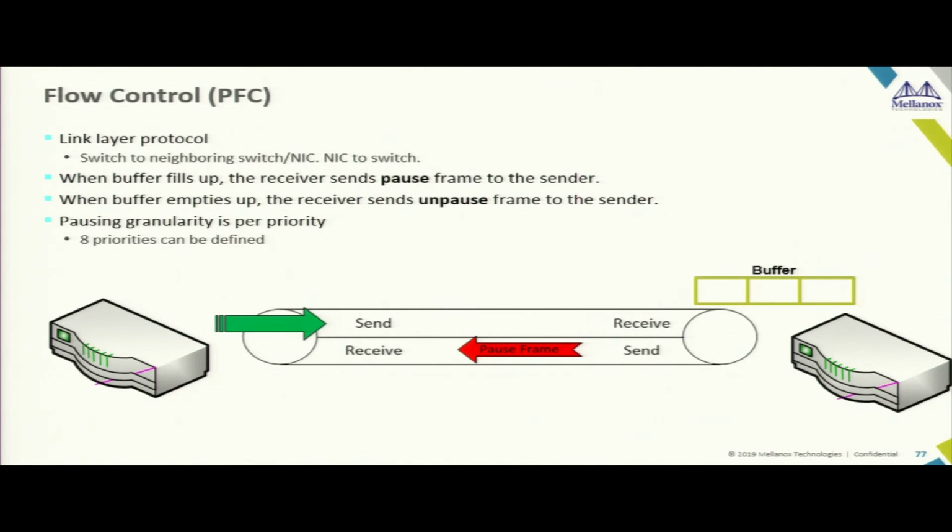Now pausing granularity is based on per priority. So you can have multiple priorities and you can have multiple flows mapped into that priority. If you have everybody on the same priority, it is equivalent to global pause. But if you have some flows which are of higher priority, you will not send pause to those, or you will send fewer pause frames to those. So priority-based flow control was sending pause frames in a prioritized manner.